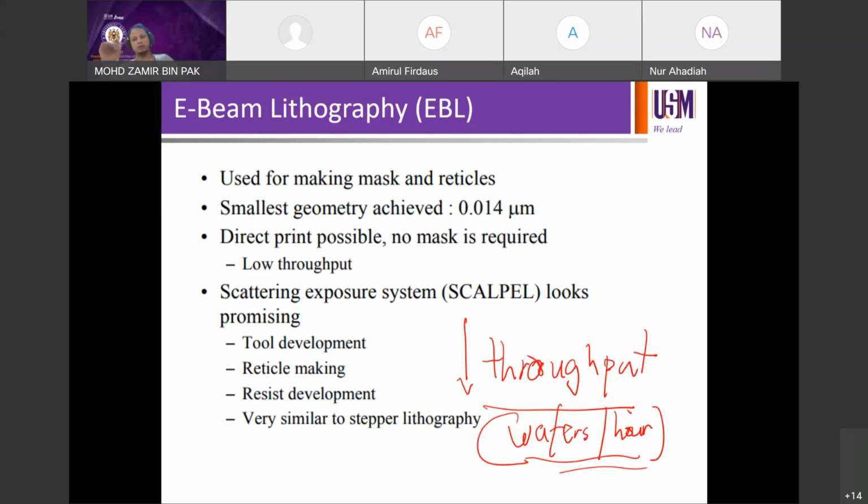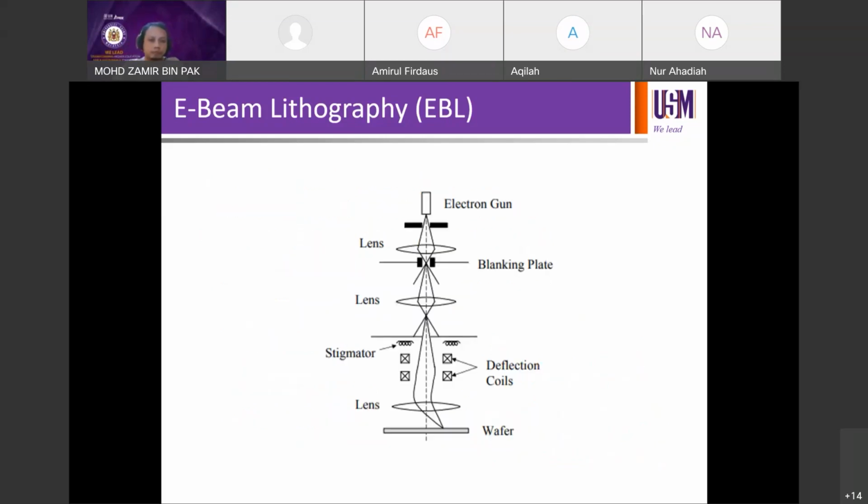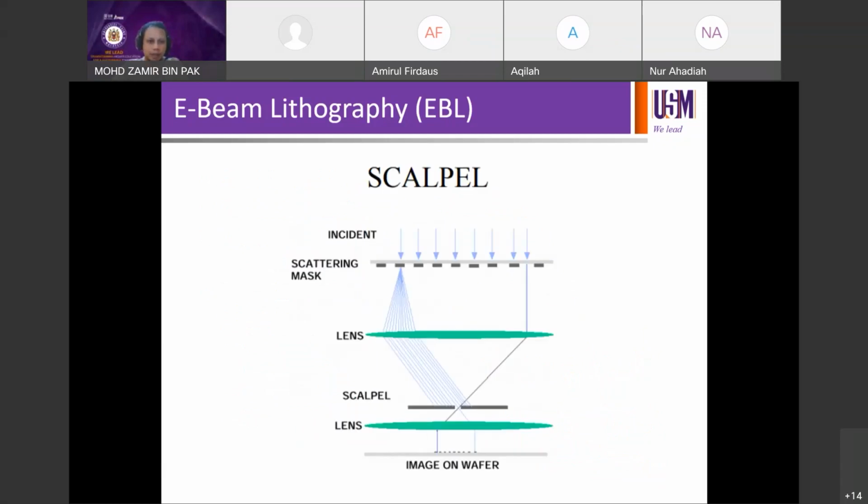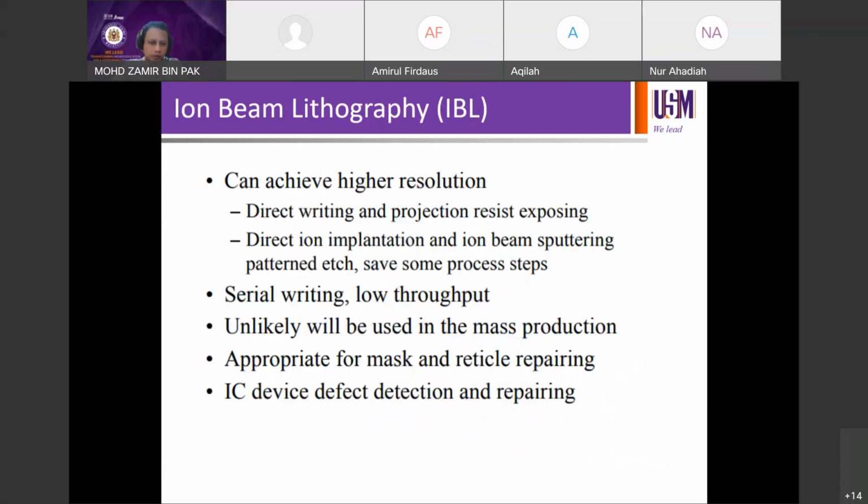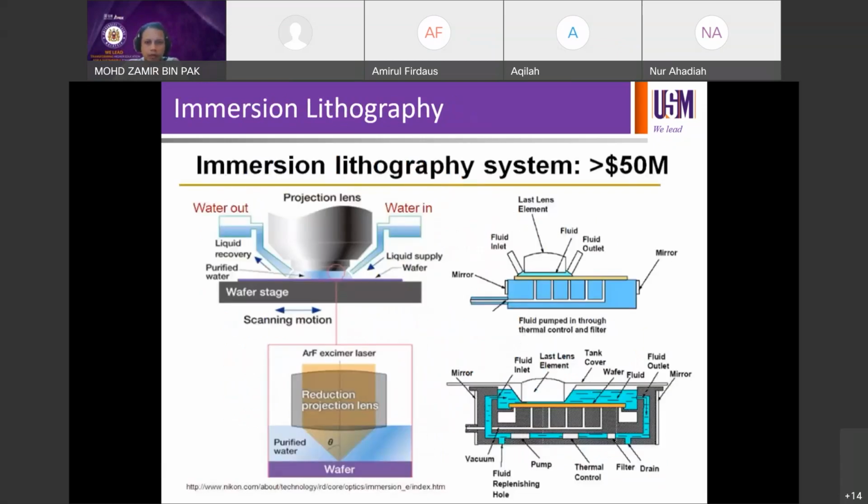For a lab, it's fine, for EBL. But for mass production, EBL will not work ever. So that's why EUV is in place. EBL exposure system, IBL also doesn't work. We have another system called immersion lithography. So that means the whole projection optics, it's at the bottom there, you can see here. This is the projection system. In between the projection system and the wafer, you have water.